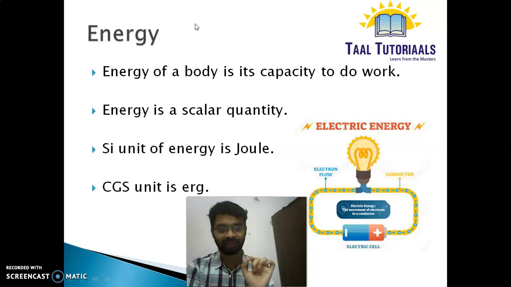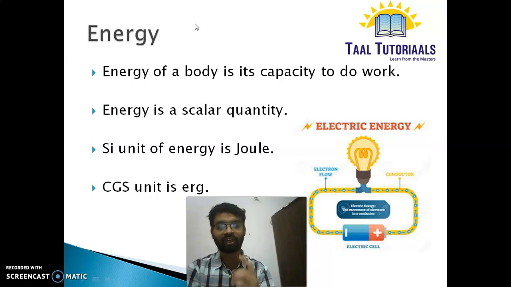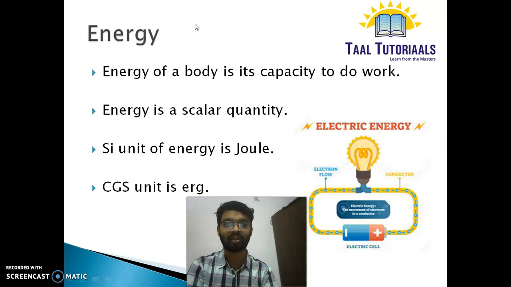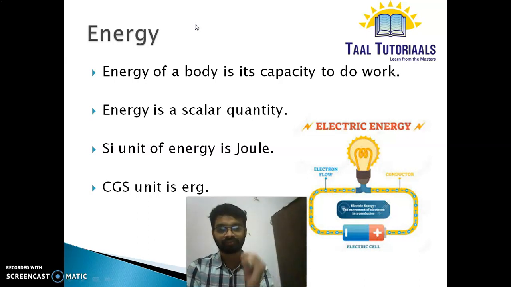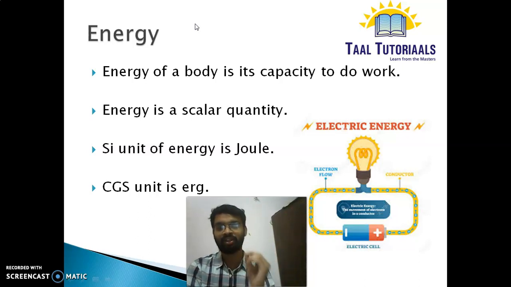Now we'll come to calorie. Have you heard about calorie? Heat energy is usually measured in calorie. 1 calorie is the heat energy required to raise the temperature of 1 gram of water from 14.5 degrees centigrade to 15.5 degrees centigrade, or through 1 degree centigrade. It is related to joule as 1 joule is equal to 0.24 calorie or 1 calorie is equal to 4.18 joule. The last unit is electron volt.